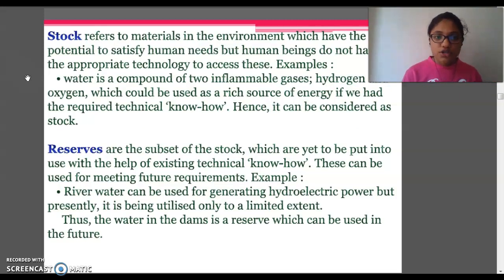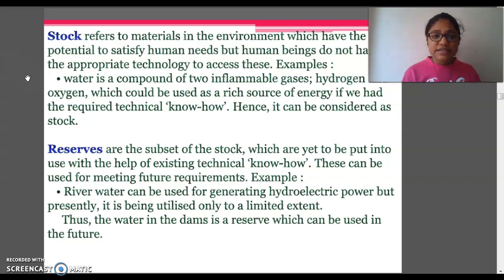Third is stock resource. Stock refers to material in the environment which has the potential to satisfy human needs, but we do not have enough technology to access it. Again, by definition, we studied that resources are technologically accessible, but stock resources are those which we cannot access through technology. We do not have enough technology to access them, or we don't know how to use that resource completely.